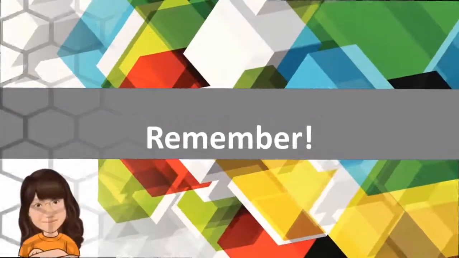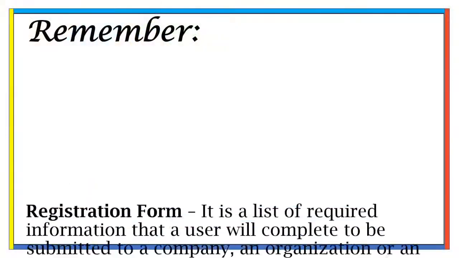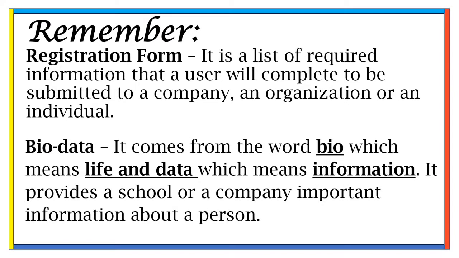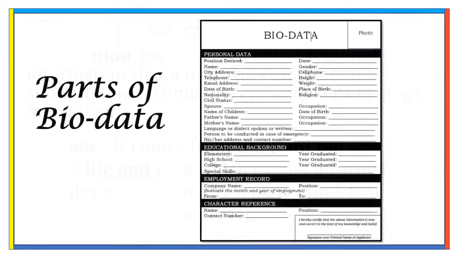So, remember, a registration form is a list of required information that a user will complete to be submitted to a company, an organization, or an individual. An example of that is biodata. It comes from the word bio, which means life, and data, which means information. It provides a school or a company important information about a person. So this is an example of biodata.